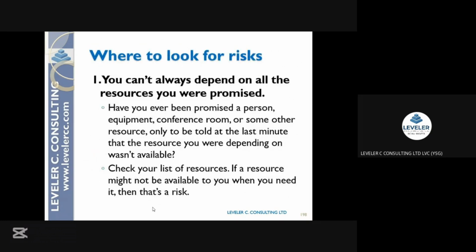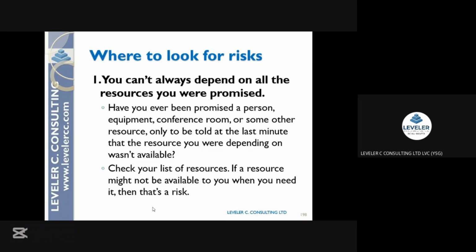So where do we look out for risk? We have been talking about risk. When we talk risk, where do we look out for risk? There are four areas that you need to look out for risk.